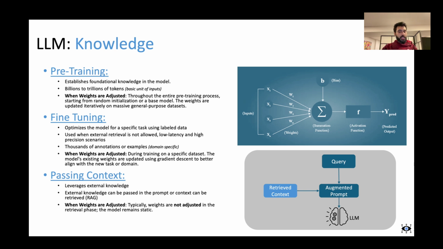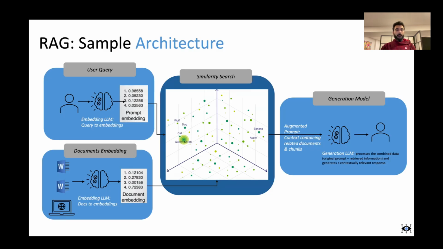Now let's go deeper into this process by studying a sample architecture of RAG. What happens in a RAG architecture? Here we go. The user asks a query to the LLM. The embedding LLM converts the user query into embeddings, as you see, prompt embeddings.